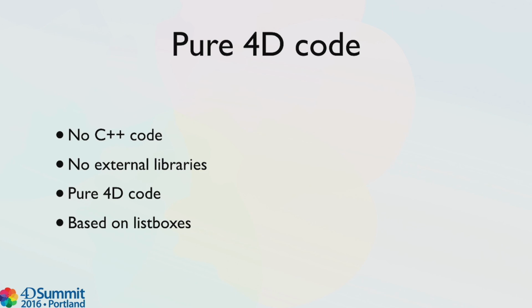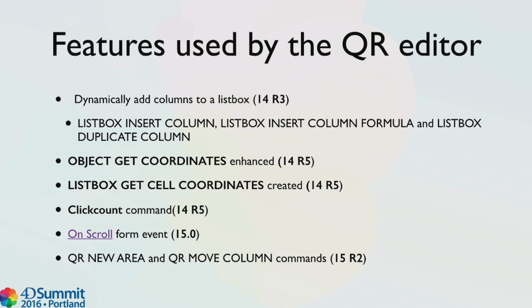Let's talk about the things that are underneath the new Quick Report editor. There is no C++ code here. There are no external libraries being used in the new Quick Report. It's been written in just pure 4D code. And maybe you have noticed, but it's based on list boxes. So to make it possible, many features that we have introduced in the R releases are being used by the new Quick Report.